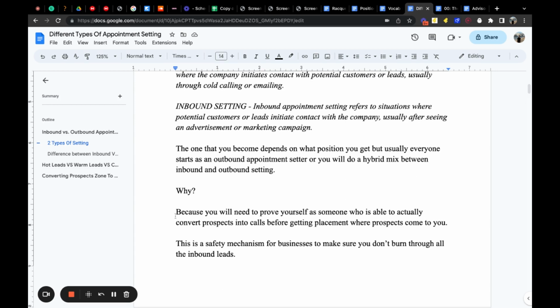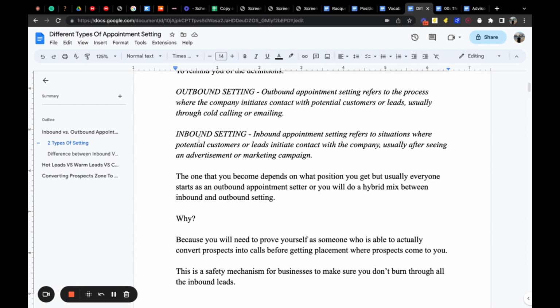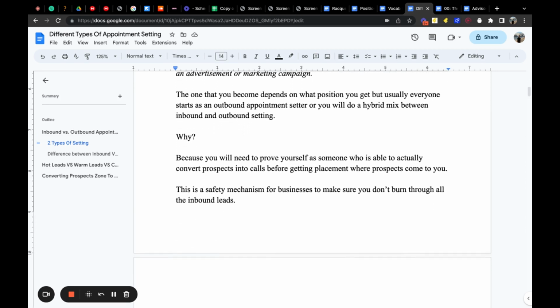If you wonder why you start as an outbound setter, because maybe at this point you understand that inbound setting looks a little bit easier, the reason you start with outbound setting is because you will need to prove yourself as someone who's actually able to convert leads, because these businesses don't want to burn through all of their inbound leads.